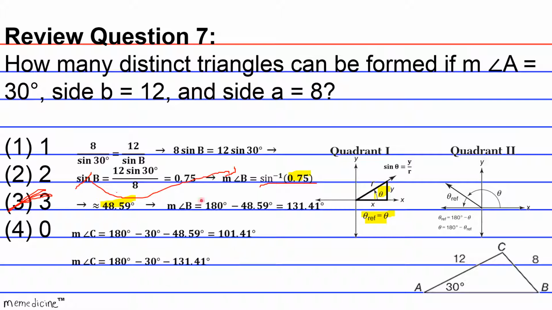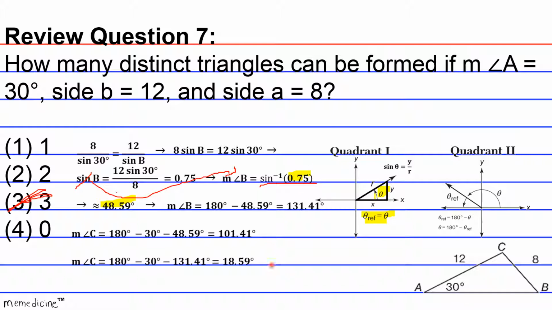Now, if angle C is obtuse, we would have to subtract 30, because it's the measure of angle A, from 180, and also subtract 131. This was our obtuse answer. Okay, and then we would get that angle C has a value of 18.59 degrees, okay? And the reason why we're subtracting from 180 here is different from here, because the internal angles of a triangle should always sum up to 180, else I'm not really sure what kind of shape you have, okay?